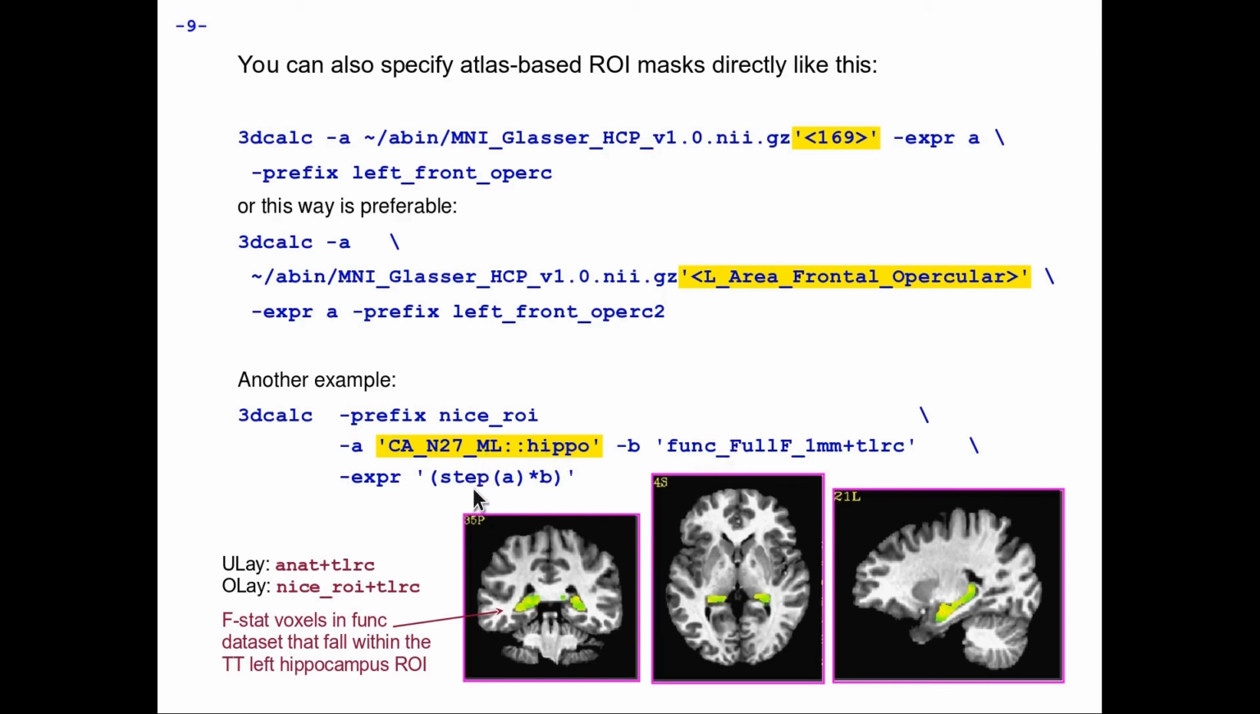So step of A is 1 for the hippocampal area, and then we multiply it times the F-stat. So 1 times B is B, so we'll get that F-stat back. And then this is the output. So that's a simple command showing how to use AFNI with ROIs like these atlas regions.